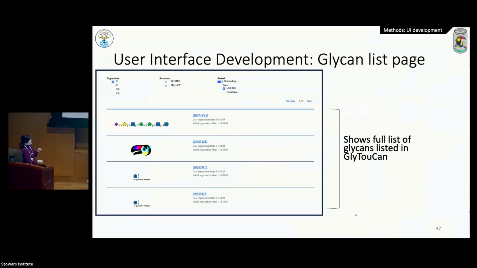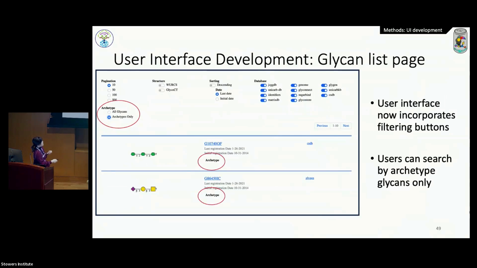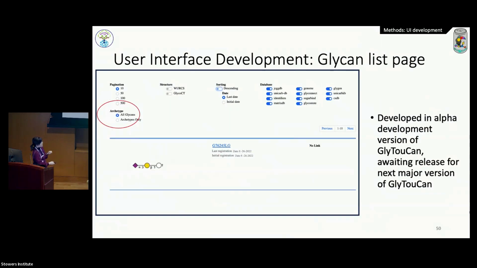We're also working on the user interface. This is a very preliminary preview; it should be better in the future. You can list all the glycans in Glycan, and you have these little radio buttons to filter them by all, and then we'll be adding an option to select only the archetypes. This will also just be displayed in the user interface.